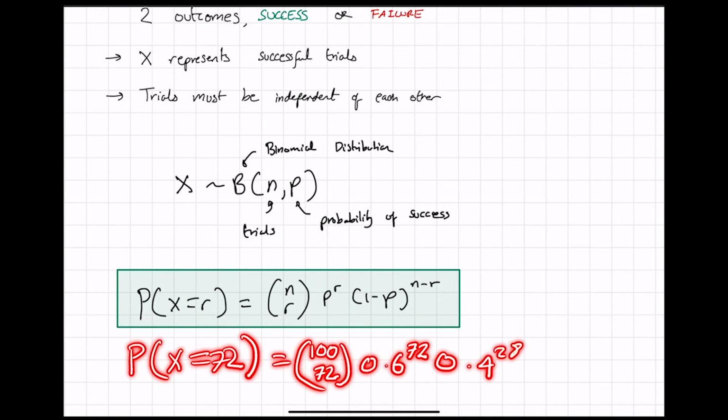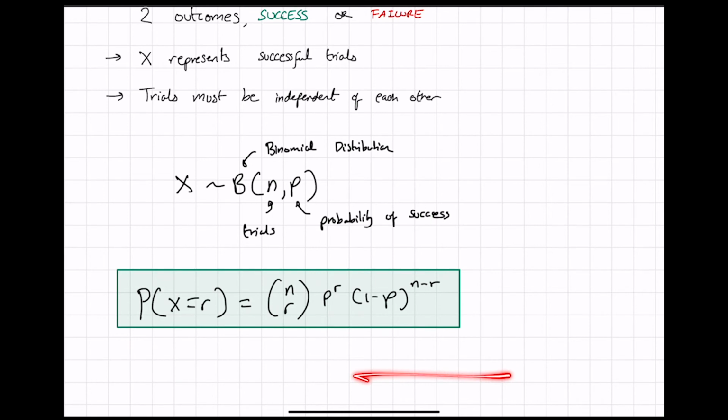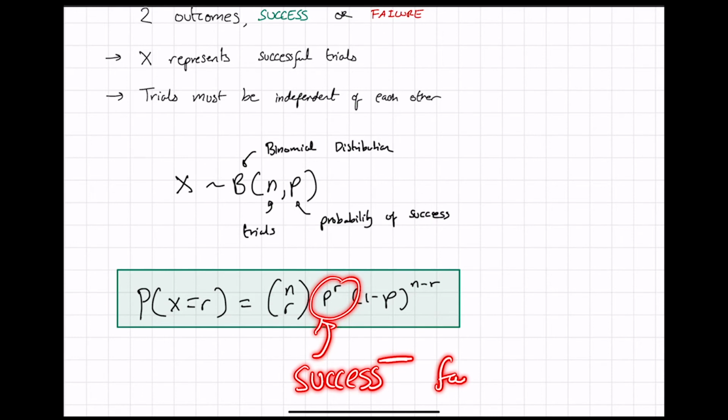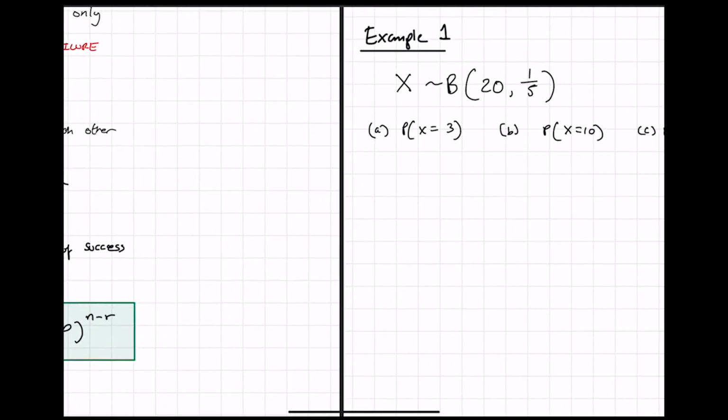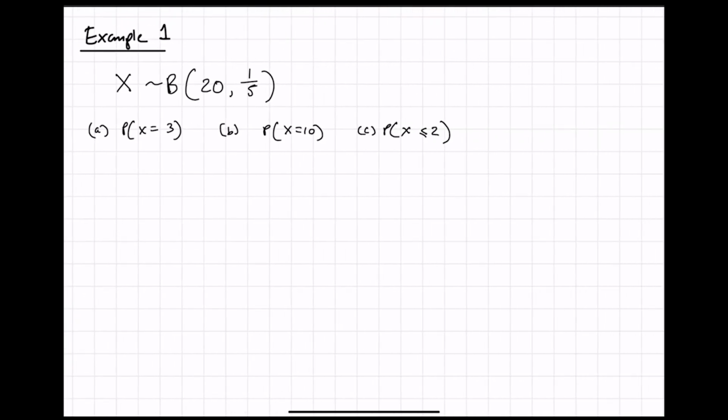So the way I like to think of this part over here is as the probability of a success times how many successes I have. And this is the probability of a failure, times how many of those happen. So if I had 72 successes, I had to have 28 failures, and the chance of success is 0.6, so the failure should be 0.4. So that's all you have to do for these kinds of questions. I'll show you some examples of how to answer this.